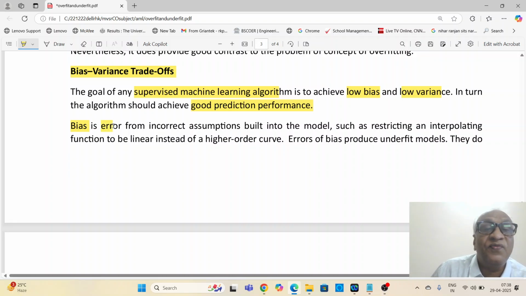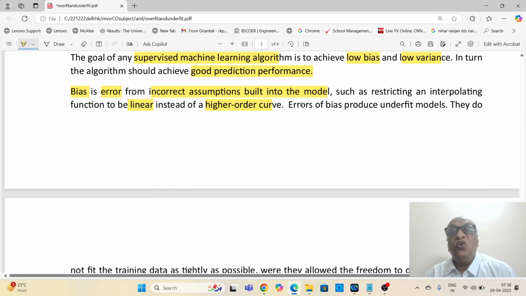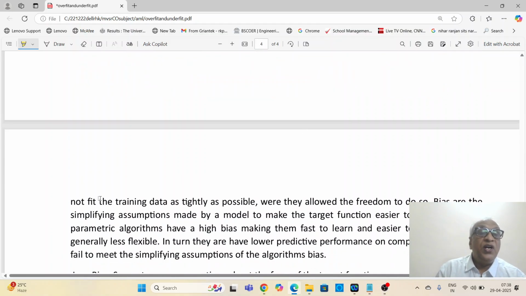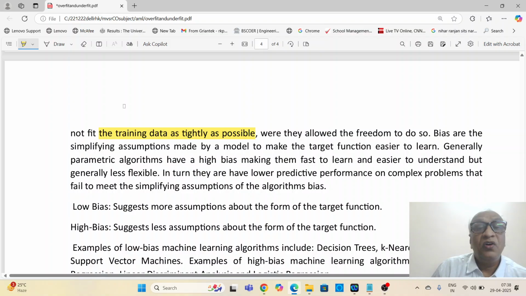Bias means it's an error. Why does this error come? Because of incorrect assumptions built into the model. So maybe we are restricting the interpolating function to be linear instead of a high order curve. So when I have errors because of bias, they will be producing underfit models. They do not fit the training data as tightly as possible. Biases are simplifying assumptions made by a model to make the target function easier to learn. Parametric algorithms have high bias, making them fast to learn and easier to understand, but generally less flexible.